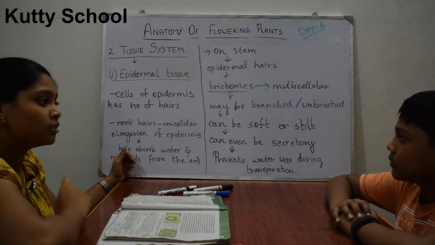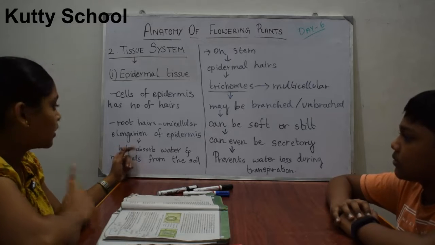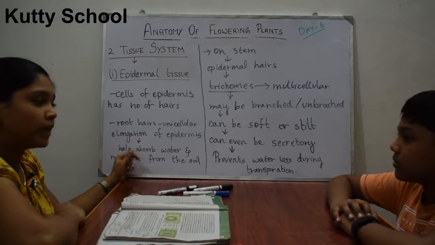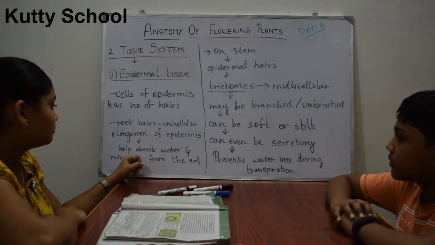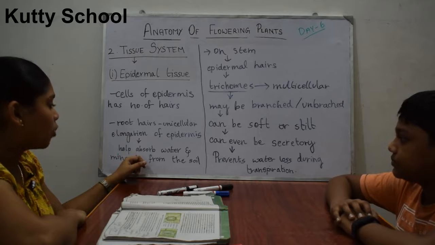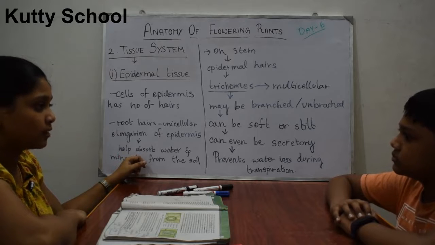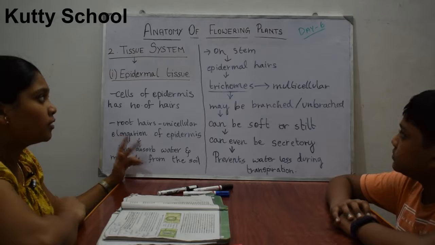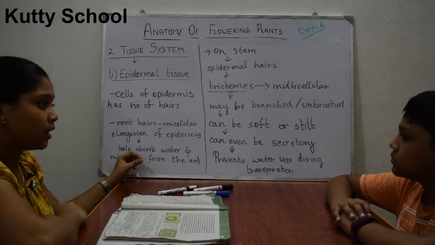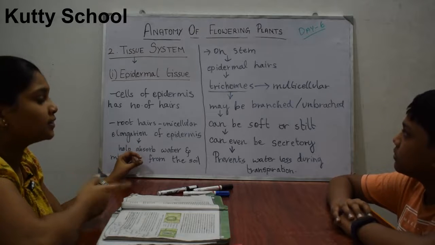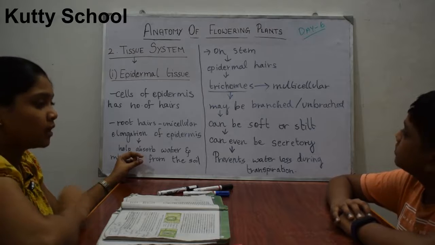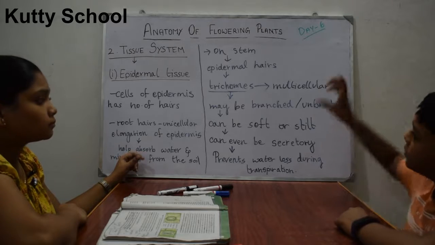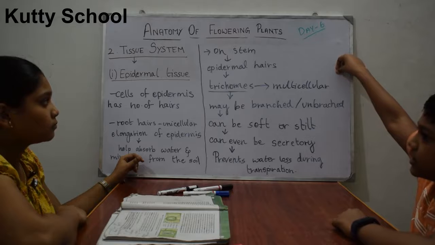These are unicellular, made up of only one cell, and they are an elongation of the epidermis. They help absorb water and minerals from the soil. On the stem also there are epidermal hairs. Here the hairs are called trichomes, and these hairs are multicellular. They are very small hairs to see on the stem.